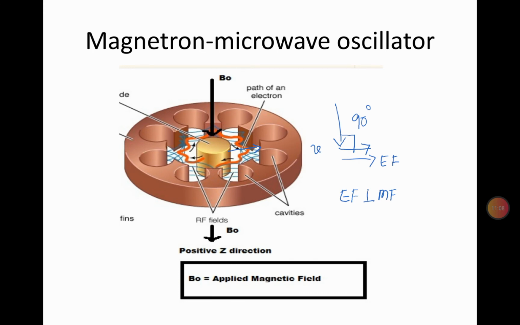So the electric field and the magnetic field are perpendicular to each other. Why electric field? Between the cathode and the anode, the DC power supply is connected like this, and a permanent magnet is placed around the cylindrical magnetron like this. Okay, so I hope you are understanding why this is called a cross field tube.